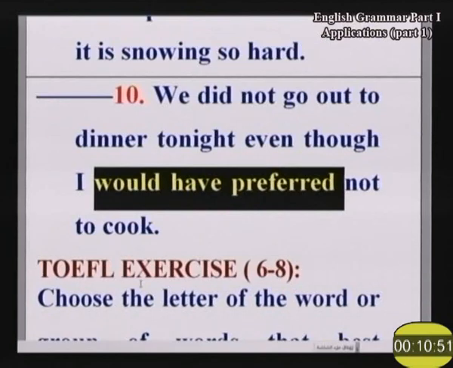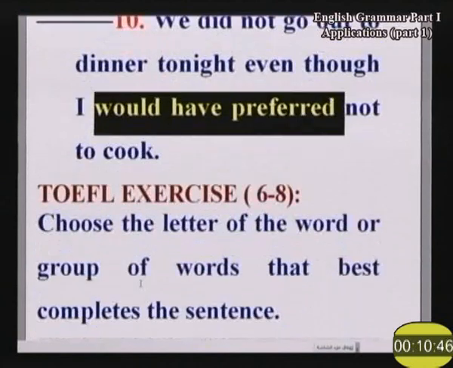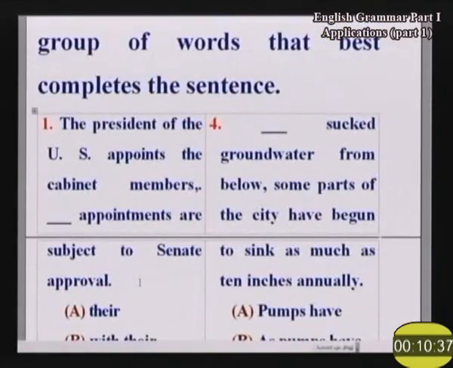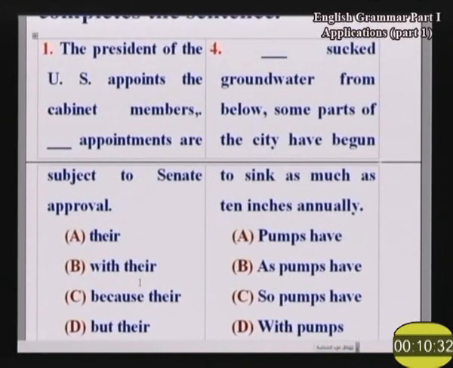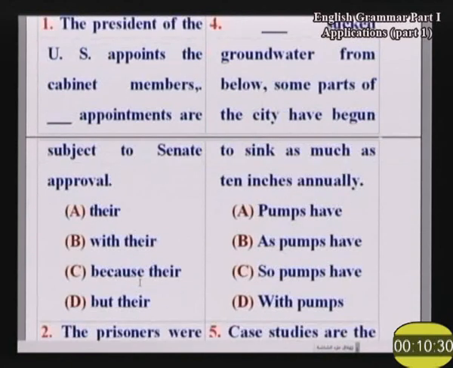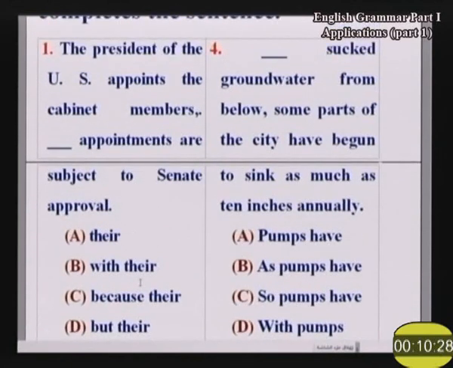Now TOEFL exercise 6 to 8. This is the kind of exercise you're going to have in your exams. Choose the letter of the word or group of words that best completes the sentence. Let's look at number 1. Leave it like this so we can see all the choices together. The President of the U.S. appoints the cabinet members. Appointments are subject to Senate approval.